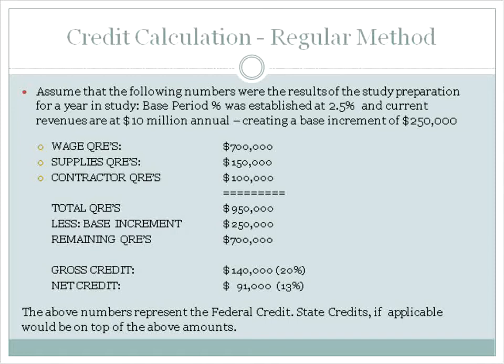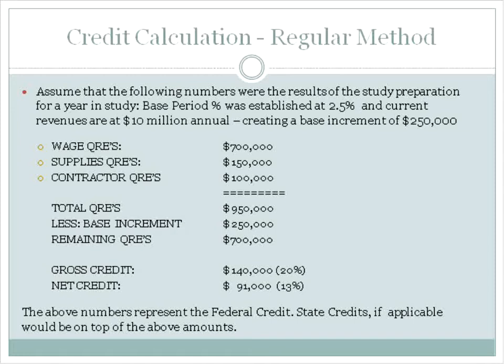And what I did was I showed a calculation. I first used the regular method and showed it for 1 year. If there was a base period, I made certain assumptions of the base percentage, made certain assumptions of the revenue of the company, and we created the base increment, calculated the qualified expenses for wage, supplies, and contractors, and I showed you how the credit was calculated.